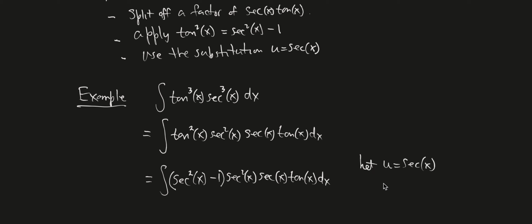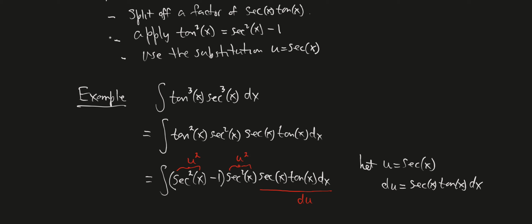And this is going to work perfectly for us because du is secant x tangent x dx, right? So there we go. All of this now becomes our simple differential. We don't even have an extra constant to worry about. All of this becomes du. And then this secant squared is going to be u squared, and then this secant squared is also u squared.